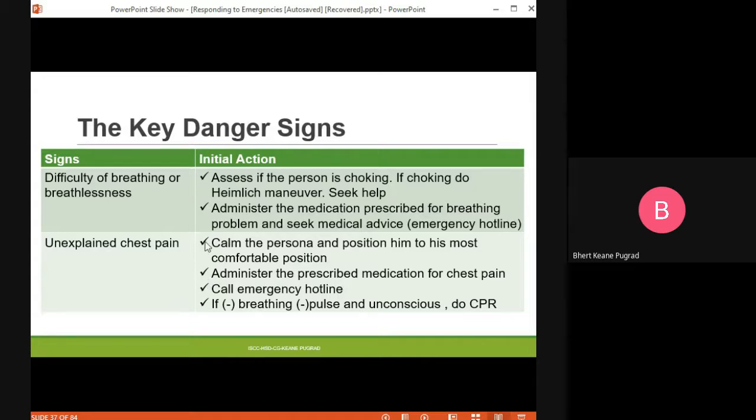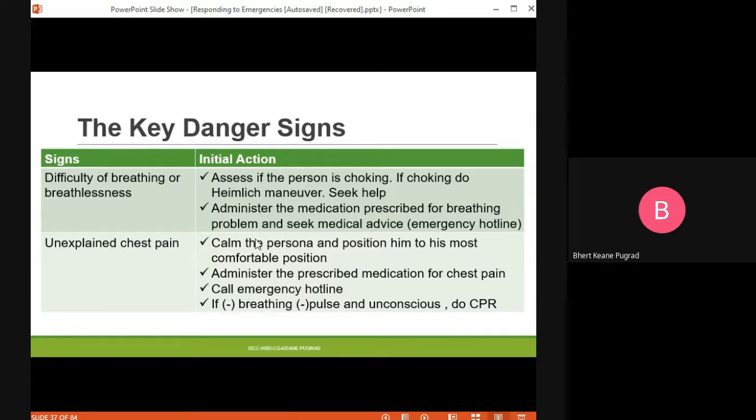Second, if the patient is not choking, try to administer medications that have been prescribed to the patient for breathing problems and seek medical advice or call the emergency hotline. Like for example, if the patient is diagnosed with asthma, bronchial asthma, or chronic obstructive pulmonary disease or COPD.